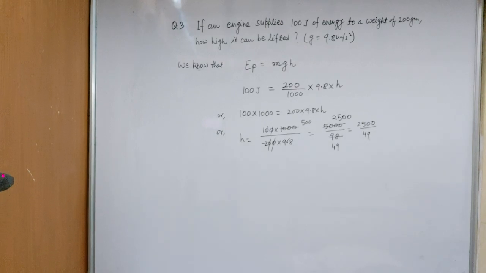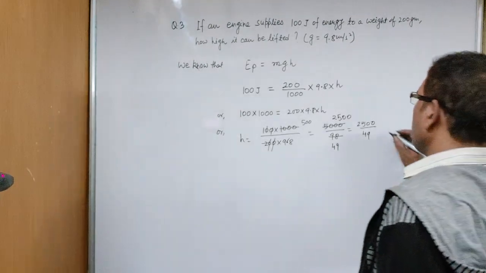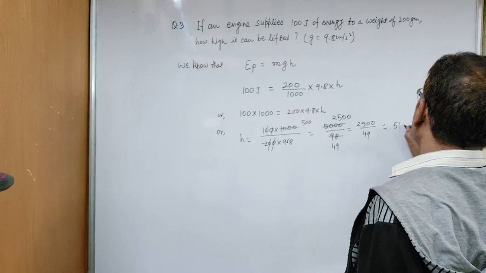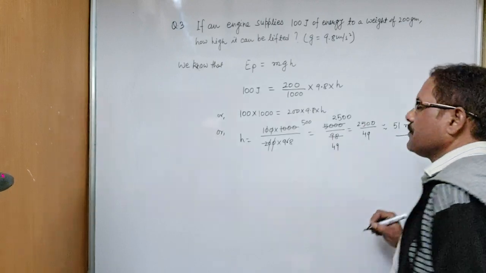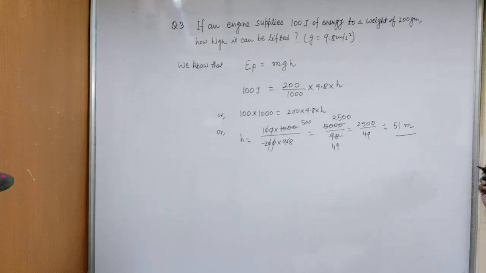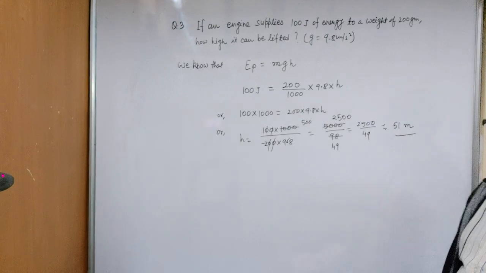So if you simplify, it will be nearly 51 meter. We are getting 51.0 something, so roughly you can write 51 meter height. So these are the different types of question that can be asked.